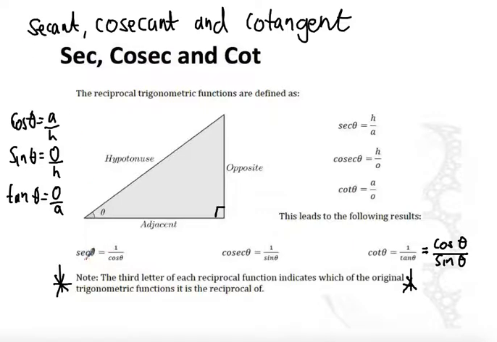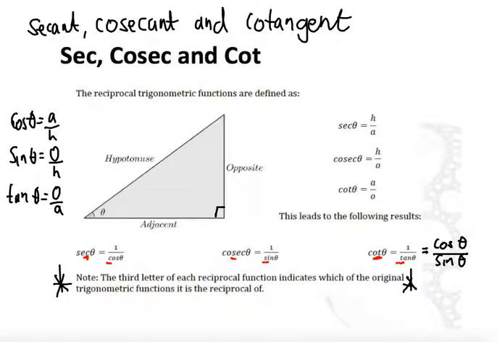So if you just quickly check this, you see sec, third letter of that is c, and the first letter of the normal trigonometric function is c. Cosec, the third letter is s, and the first letter of the trigonometric function is s, so it's sine. And cot, the third letter is t, and so the first letter of the trigonometric function is t, and so it's tan.